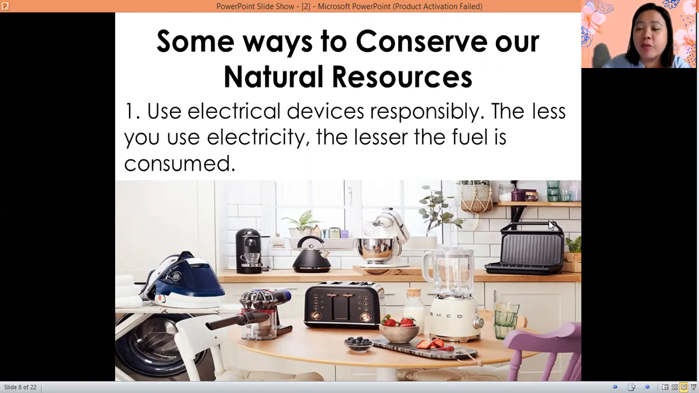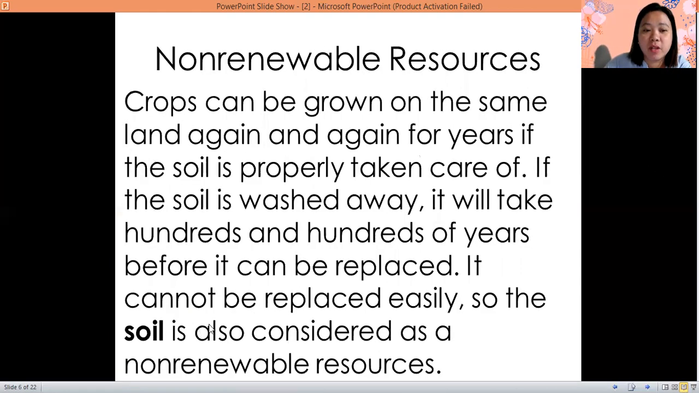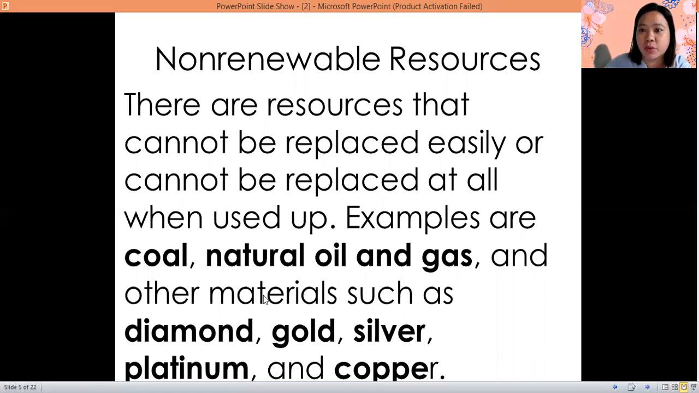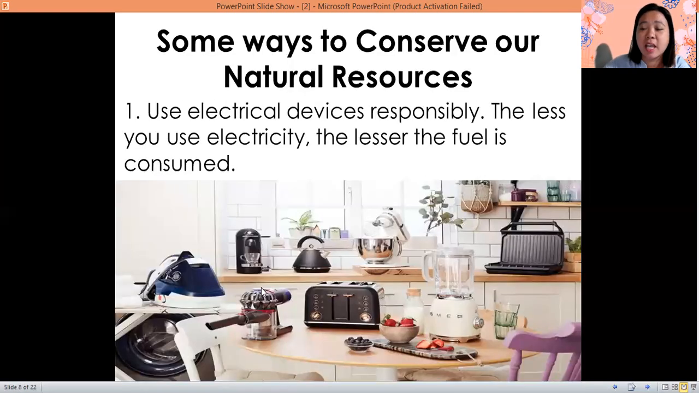Okay, so if we are using much electricity, then we are also using a lot of fuel, and this fuel is from the non-renewable resources. If we are using a lot of electricity, then our non-renewable resources will be used up. Remember, the fuel is included in our non-renewable resources. Okay, it will take hundreds and hundreds of years, a long time, for them to be replaced.